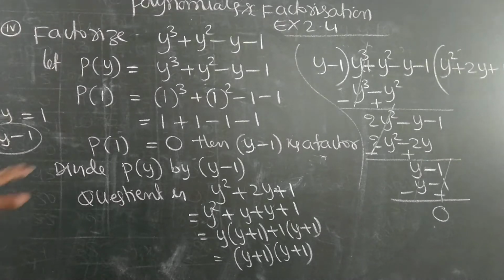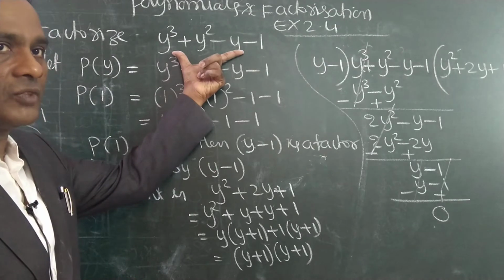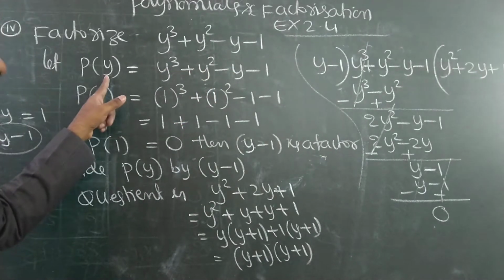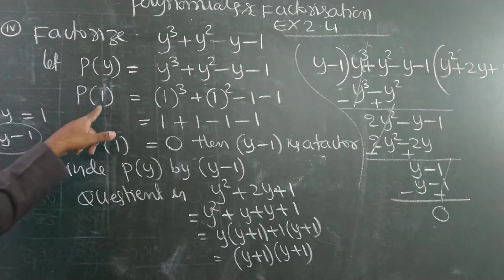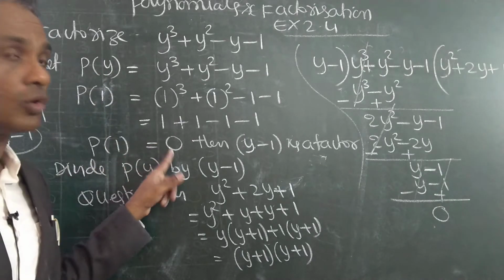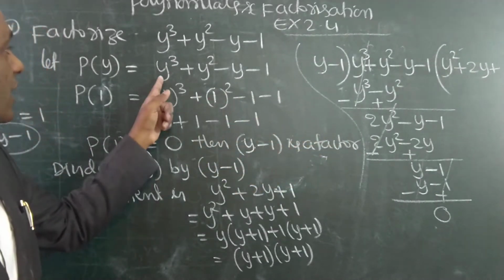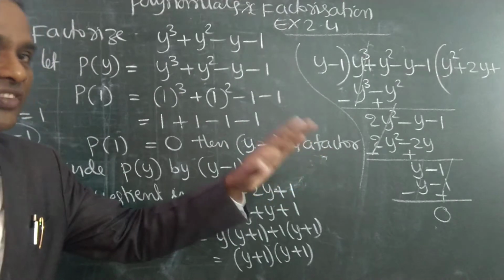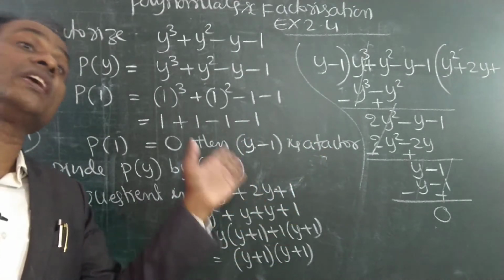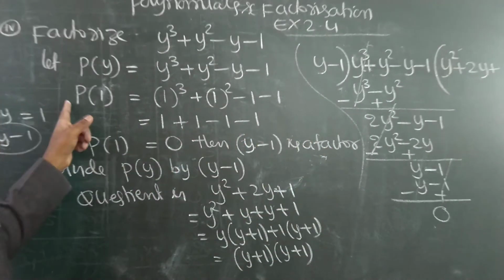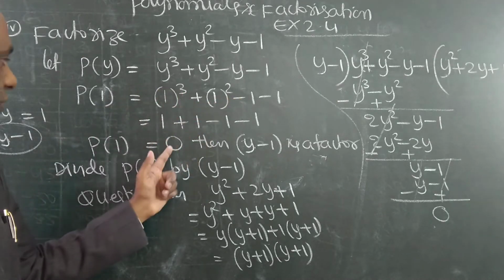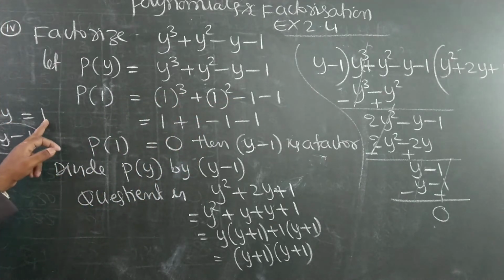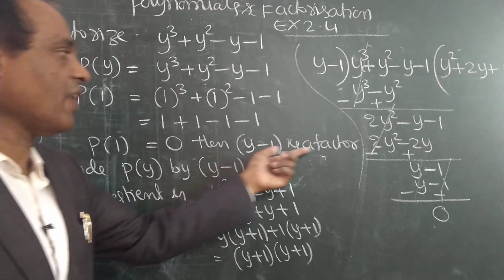See students, this is the problem, take it as p of y. We should try for some values, whether we get 0. In the rough, you have to try. Take y is equal to 1 and see whether it is 0 or not. If it is not 0, take y is equal to minus 1. So here, if we take y is equal to 1, we are getting 0. So if p of 1 is 0, it means y minus 1 is a factor.